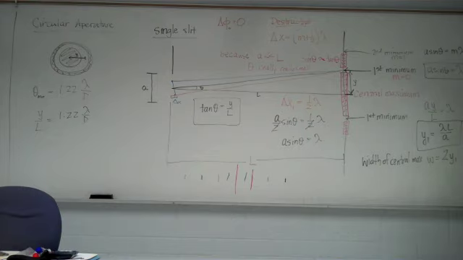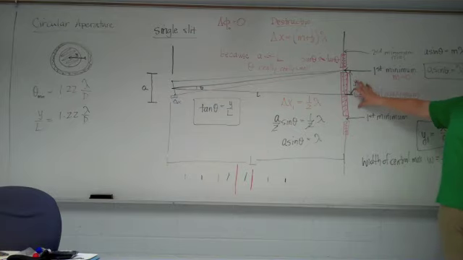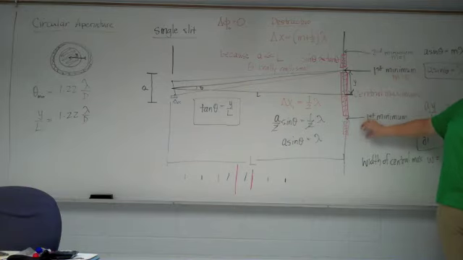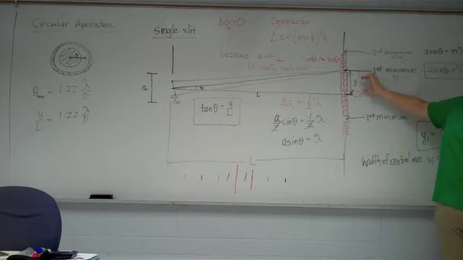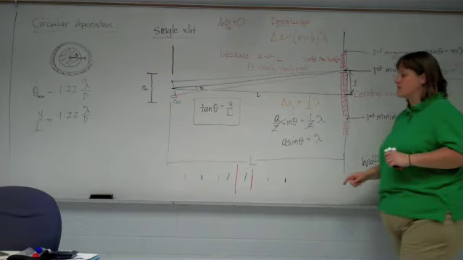Okay, so single slit interference pattern. A wide, bright central maximum. Maxima on either side, they're not as bright, nor are they as wide. They're actually half as wide as the central maximum. The intensity decreases the further out we get.